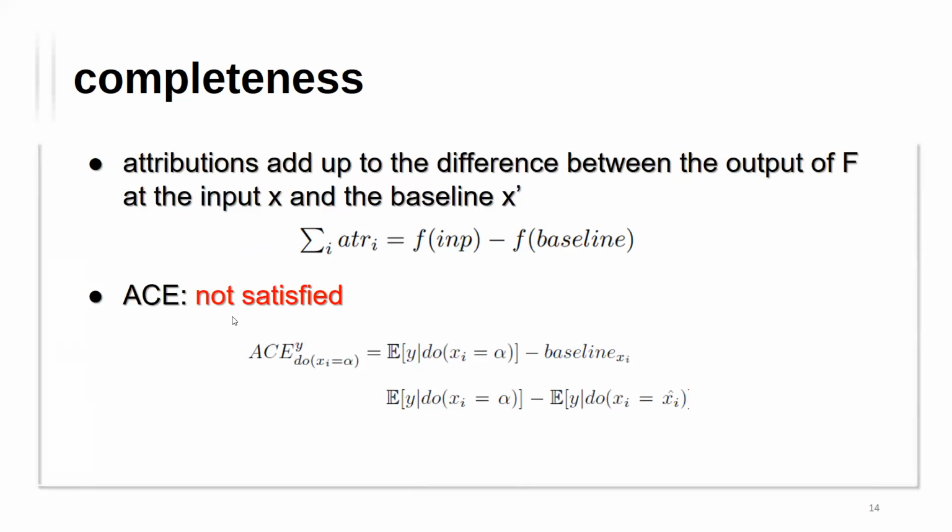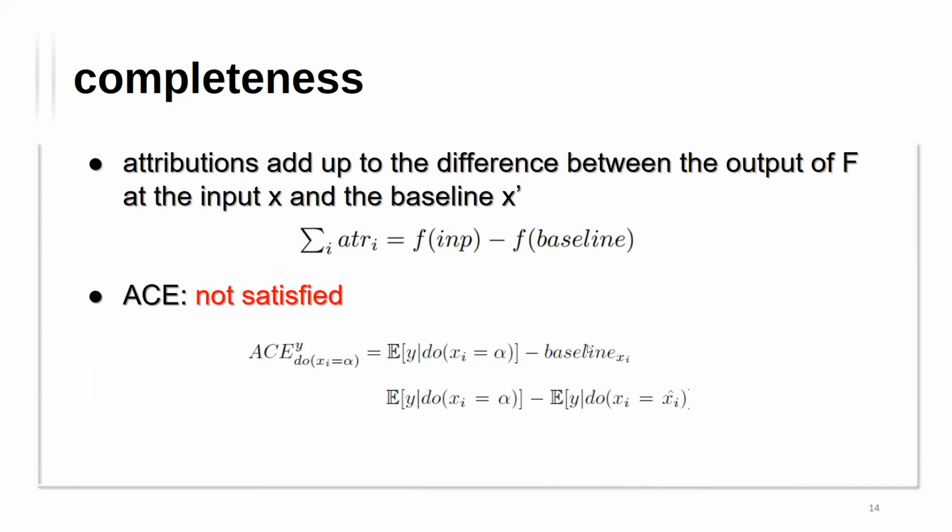And average causal effect does not satisfy this axiom, because when you look at this axiom, you only look at one input and one baseline. But in our average causal effect, they need to go through the whole training data set. So the average causal effect does not satisfy it for just one input. That's why they said average causal effect does not satisfy this axiom.